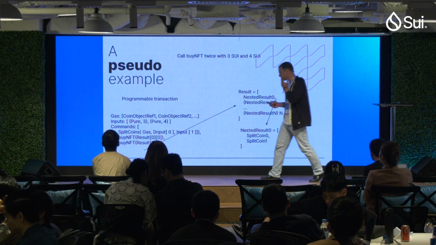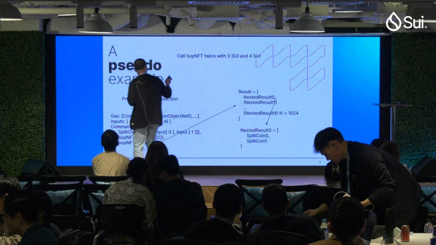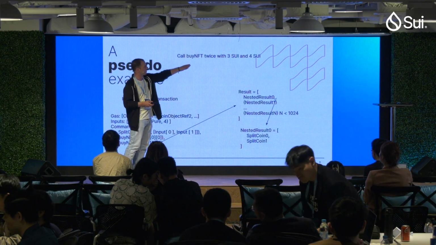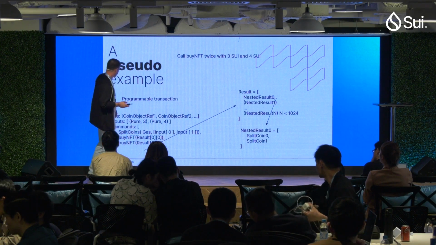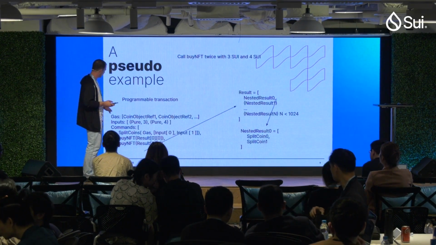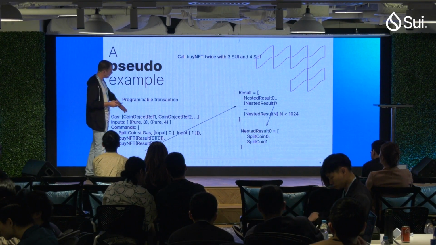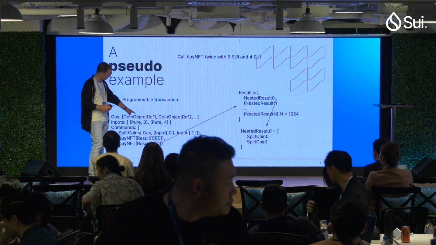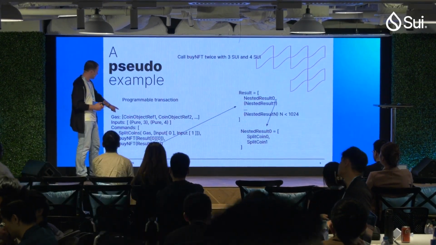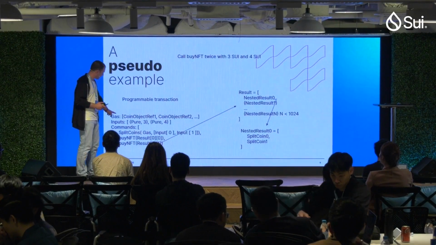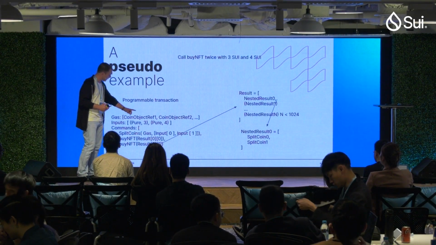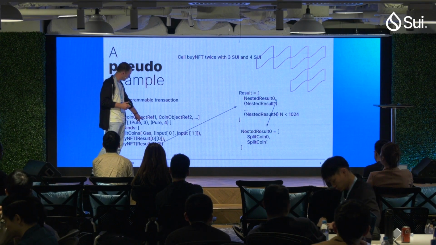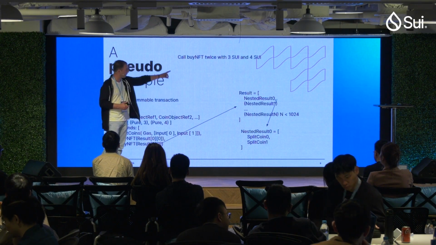How does this go? Let's say that I want to make a programmable transaction that calls the buy-NFT function twice, once with 3 Sui and once with 4 Sui. What do I have to do? First, I have to set my gas, and I need the coin object references. It can be an array. This array is going to be merged into a single coin, and that coin is always going to be the first coin. Then I have to create my inputs, and I tell them I want a pure value, which is a U64 in this case, with the value 3, and I want another pure with the value 4.